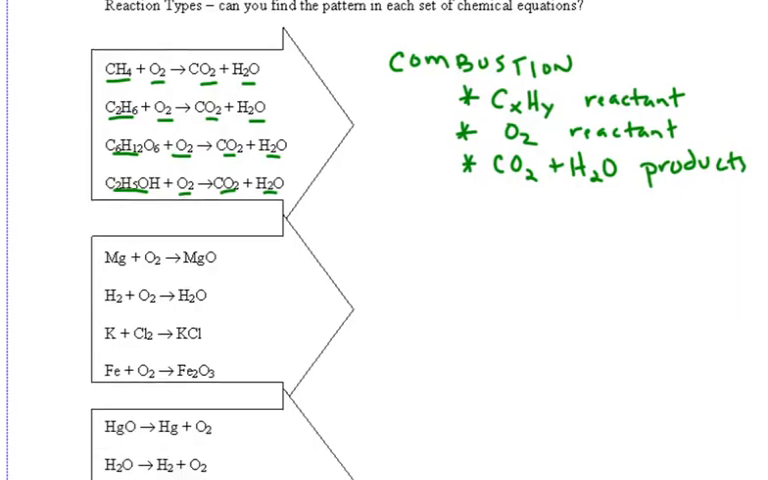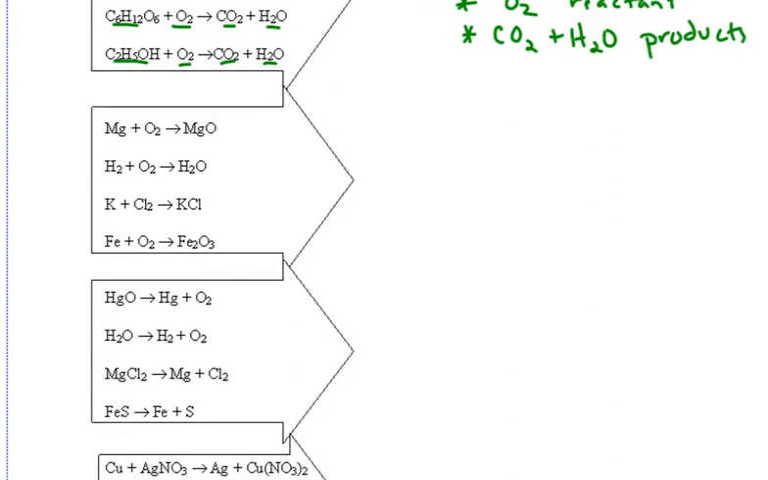So let's go ahead and take a look. There are 5 major classes of chemical reactions. Batch of reactions here. And what do we notice about this second batch of reactions? We see 2 reactants here and here, 1 product. 2 reactants, 1 product. 2 reactants, 1 product.